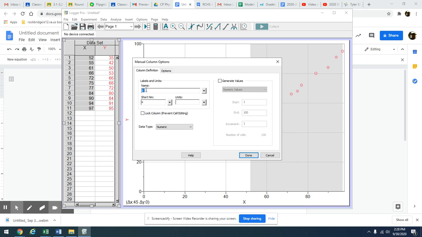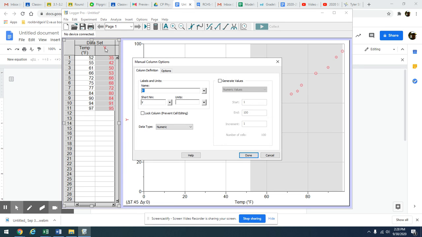The name of this column is temperature. And the short name, how about just T? The units, it's degrees Fahrenheit. You could type in like degree Fahrenheit or something like that. But there actually is, if you look in this little thingy here, there's a degree symbol. Look at that. Degrees Fahrenheit. And done.